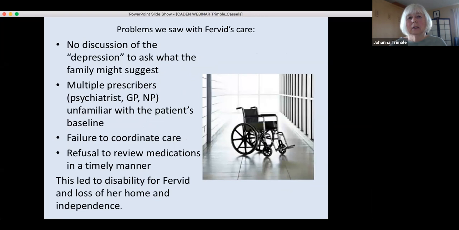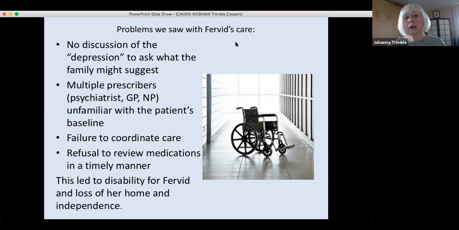So just to recap, the problems that we saw with her care: we wish there had been a discussion of the so-called depression that she was given the SSRI antidepressant for, because I think we might have been able to help with that. I don't think she was depressed. I think she was grieving, because now she was in this care center, which felt like a hospital, and couldn't go back home. I think that's enough to make anyone grieve.